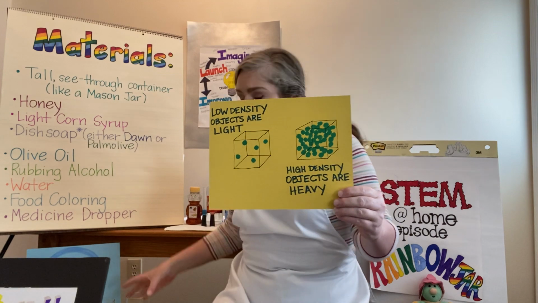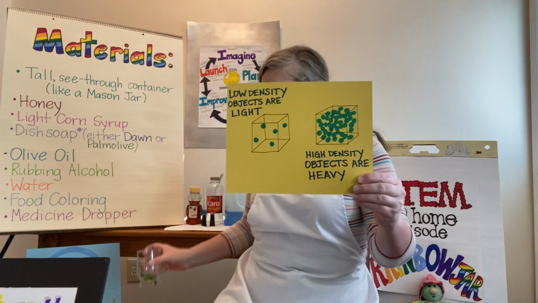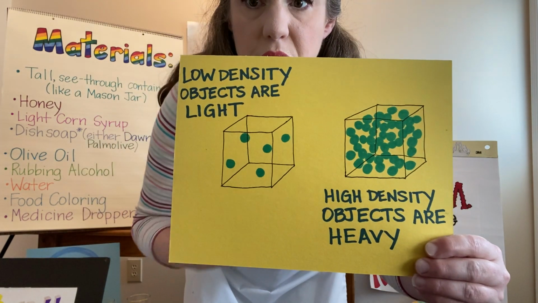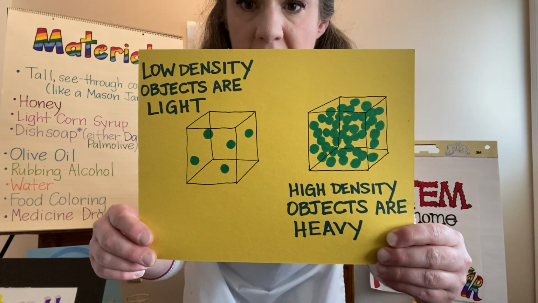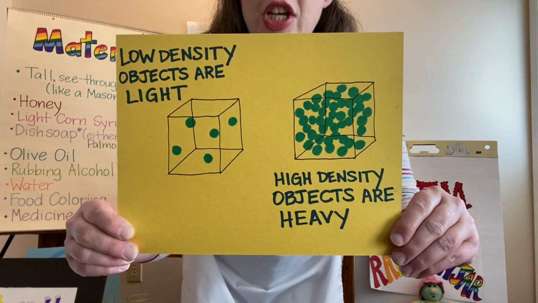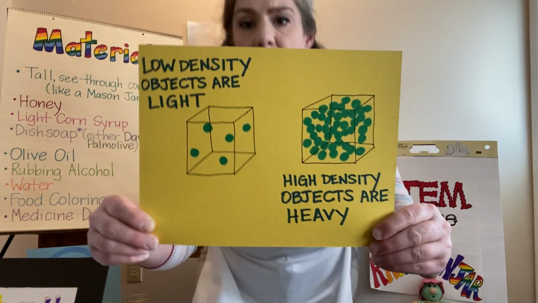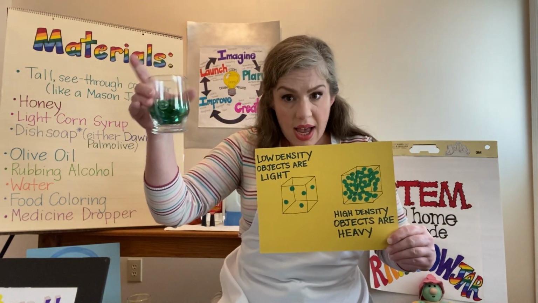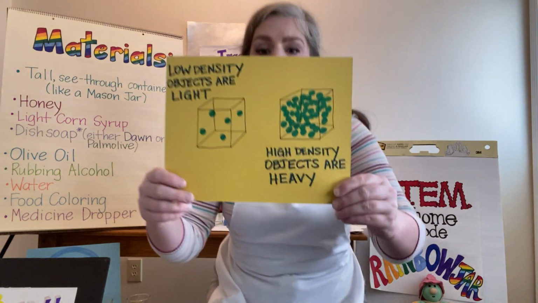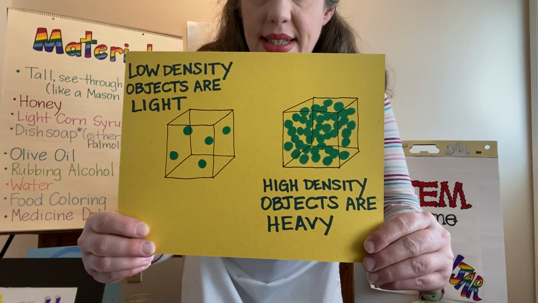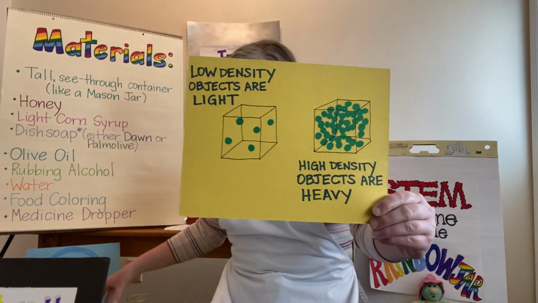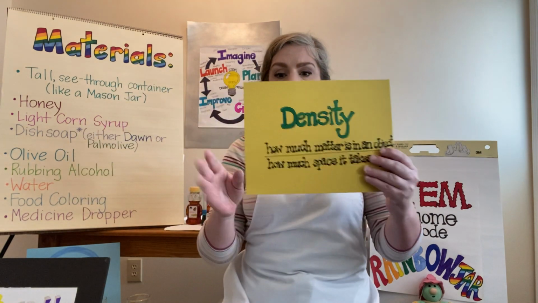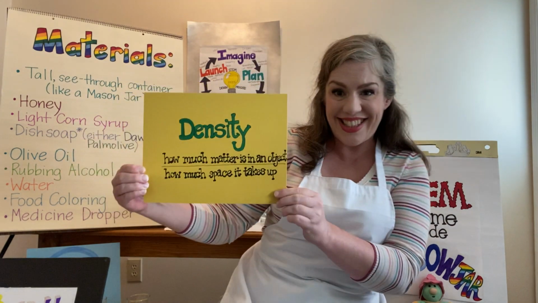So objects like my cup with only a few marbles and others with just a few molecules have low density. That means those objects are light. On the other hand, I have this cup with lots of marbles, and that cup has a high density, and those objects feel heavy. So that is a simple explanation for density.